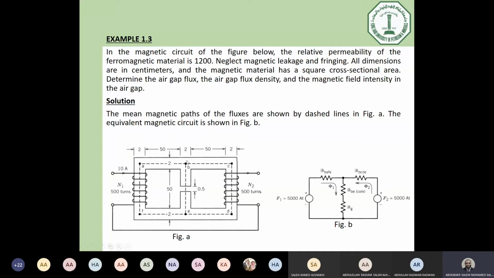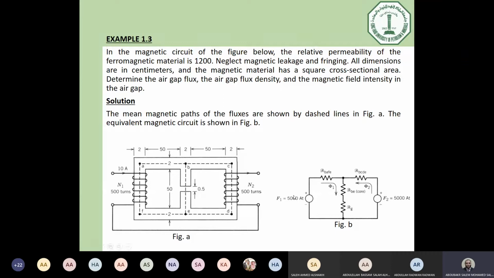For the central limb, while the two fluxes are going to move here, we have two different reluctances. We have the reluctance of the core itself, which depends on the dimension BE minus the air gap length, and the cross-section area is given also the same. And we have also the reluctance of the air gap, which depends on the absolute permeability, because the relative permeability of the air gap is unity, and the length is 0.5 centimeter. So now we have all of the data. We can calculate the reluctances for all of our circuits.